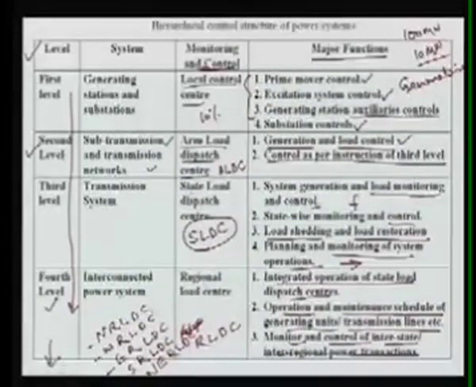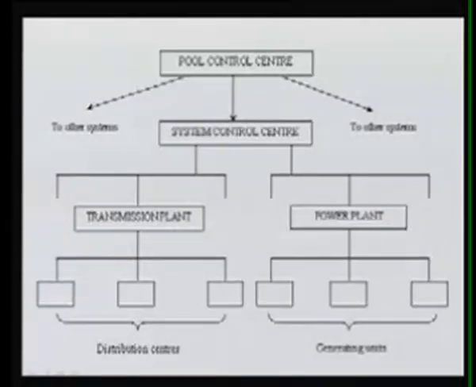So we'll have another level later, that is your fifth level of control, and that is called your national grid. And then if that materializes, then our structure will be a different one.